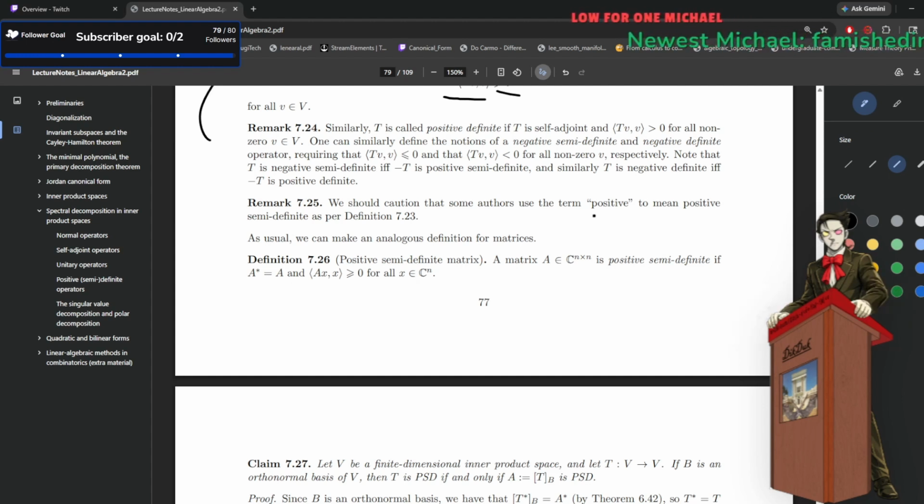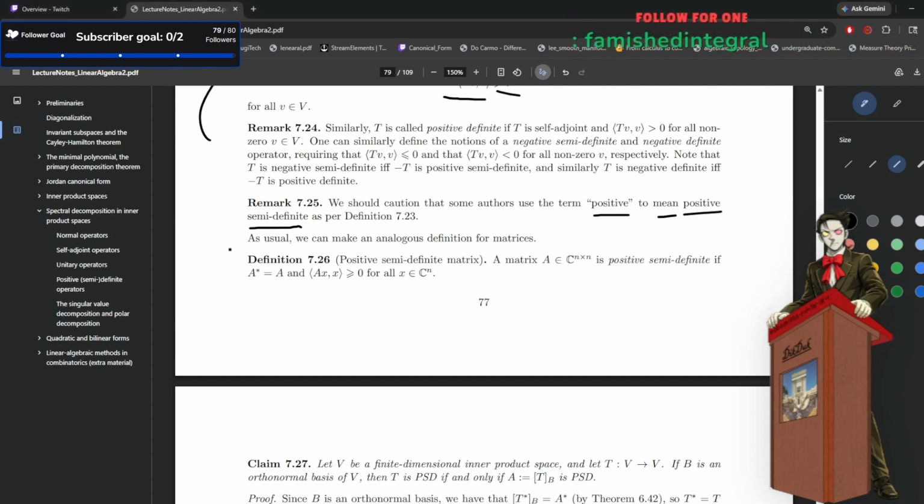So those who use the term positive to mean positive semi-definite are, I wouldn't say mistaken, but it's definitely a bit of a risky play, especially because you could have 0 as a big chunk of it. But then again, what can I say? You know, hands up. Let's continue.